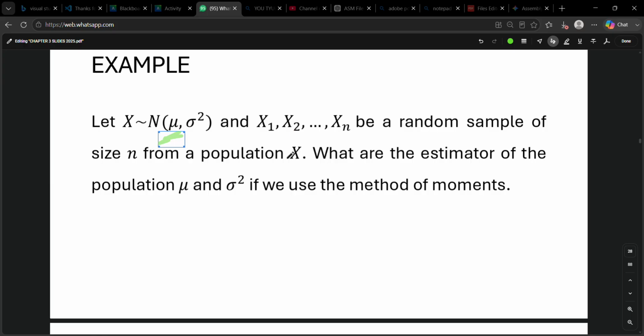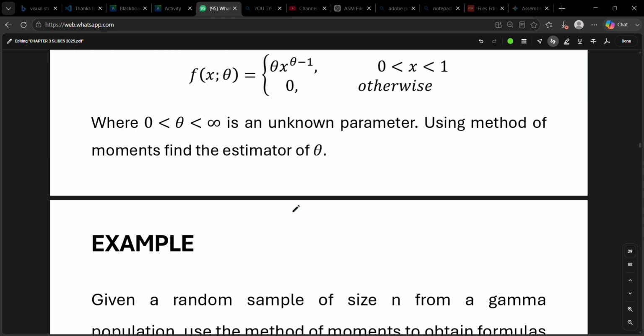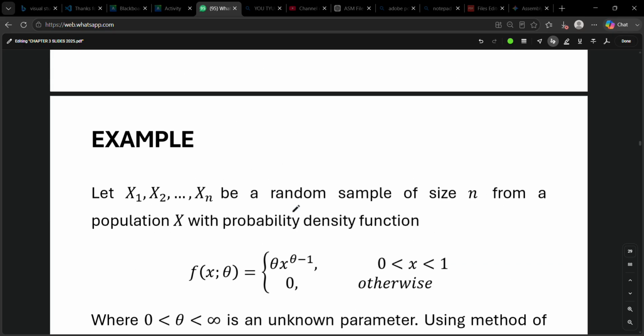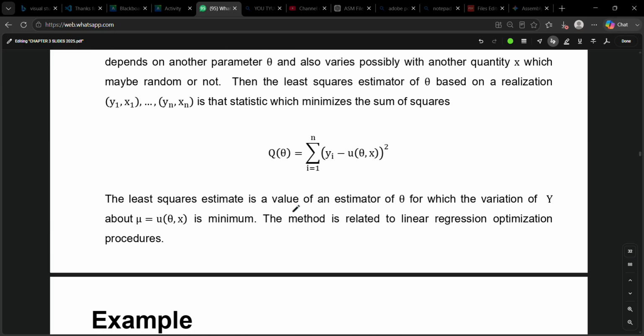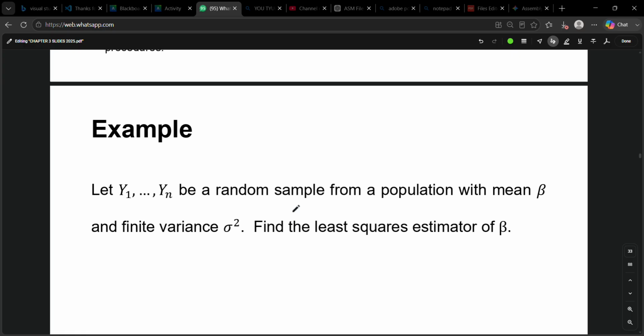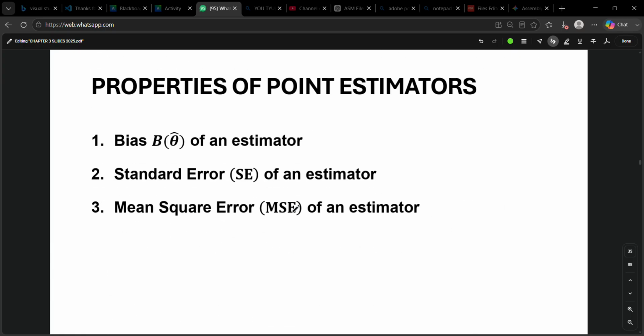So the first moment is equal to mu. Then the second moment is the expected value of x squared. We will check how you can calculate this part because there is a lot of computation we're going to have to do, but not something hard. Find the least square estimator.